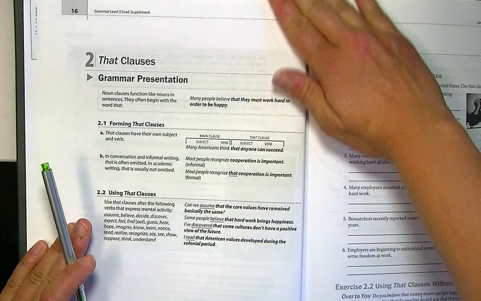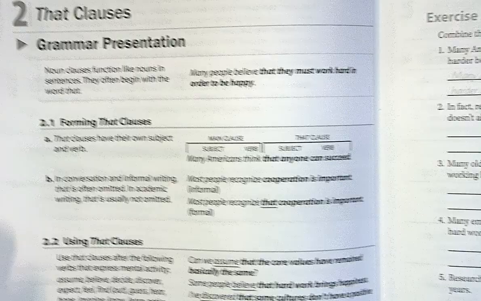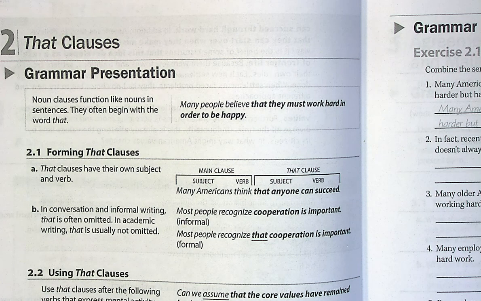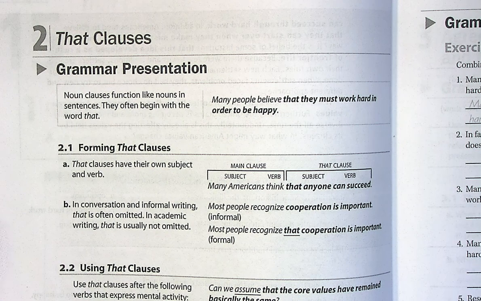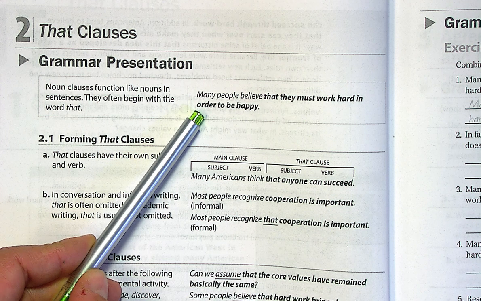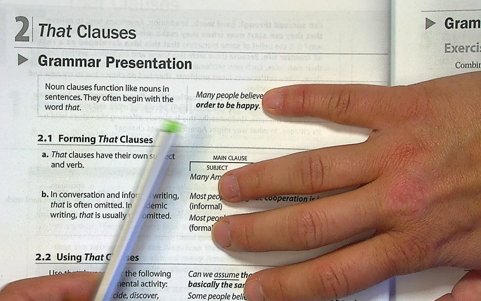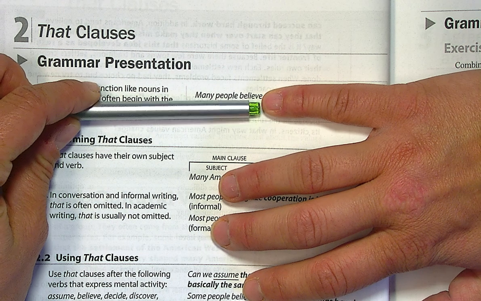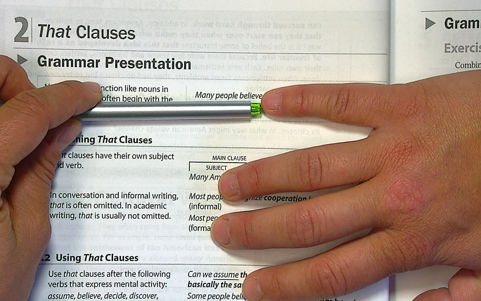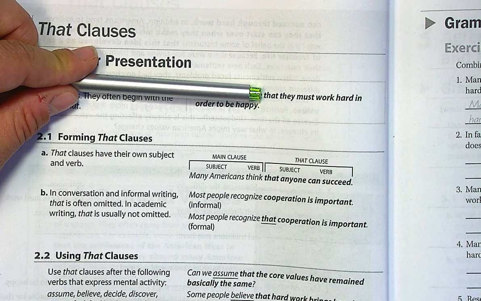If we turn the page to look at the grammar presentation, we will see that noun clauses function like nouns in sentences. They often begin with the word that. Let's take a look at the example. Many people believe that they must work hard in order to be happy. We can see many people believe something. There is something that many people believe. What do many people believe? They believe that they must work hard in order to be happy.